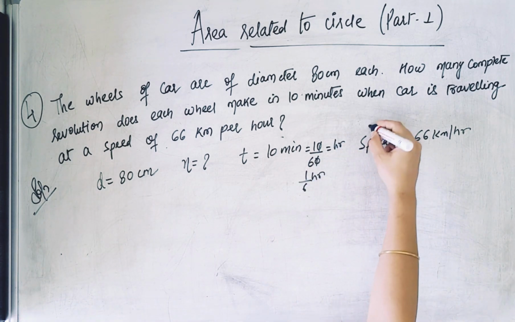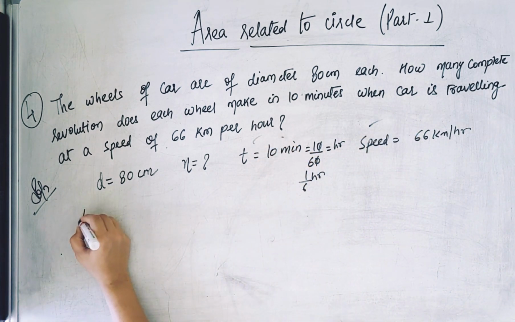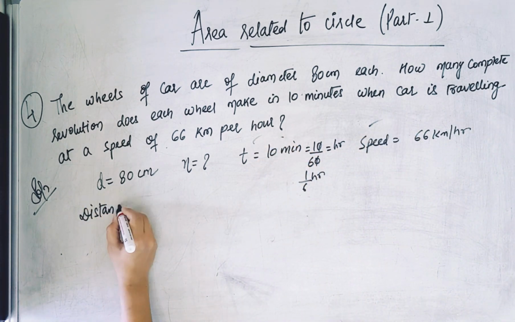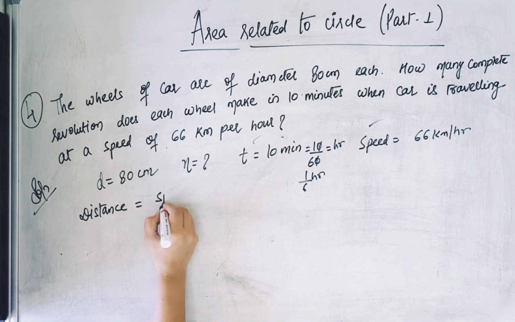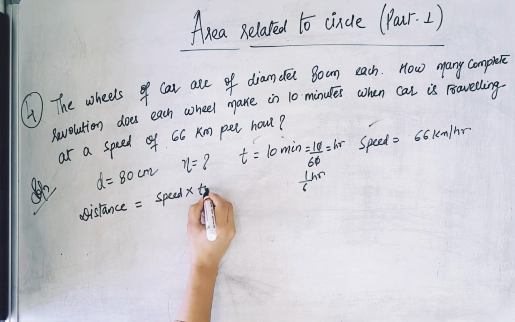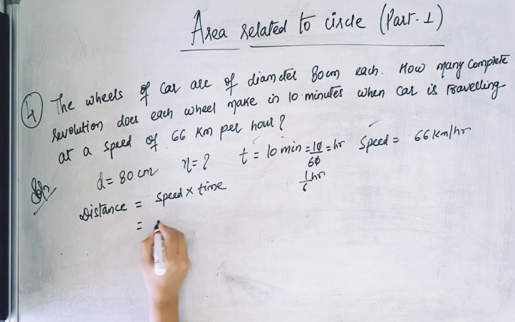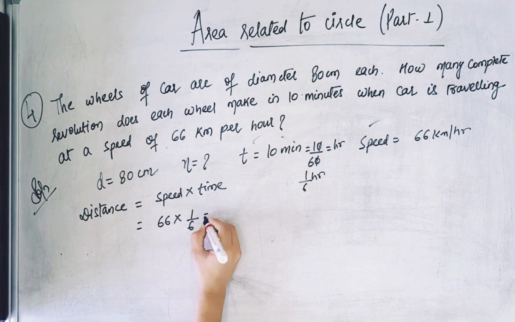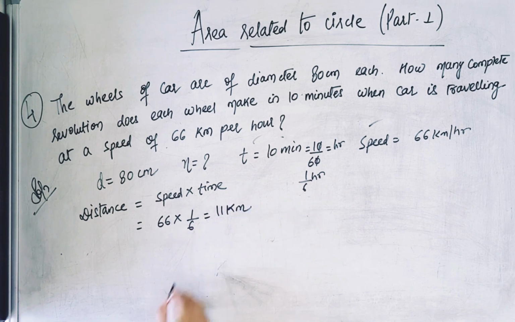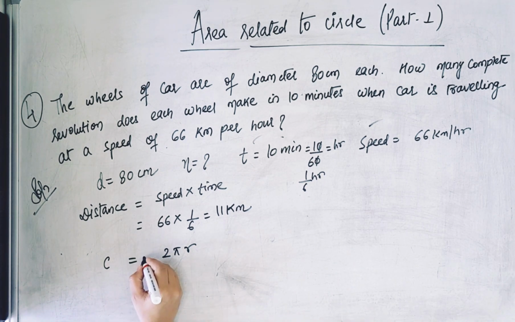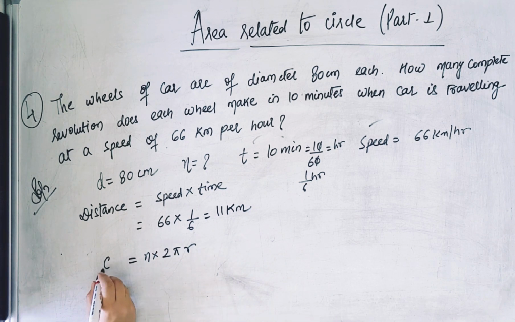Now, because we are provided with speed and time, first of all we'll calculate distance. So distance will be speed into time. Speed is 66 and time is 1 by 6. So the distance will be 11 kilometer. Now, as we know, what is the formula for circumference? 2 pi r. This formula is for when the number of revolutions is 1. But if there are many revolutions, the circumference becomes n into 2 pi r, and we can write this circumference as a distance also.